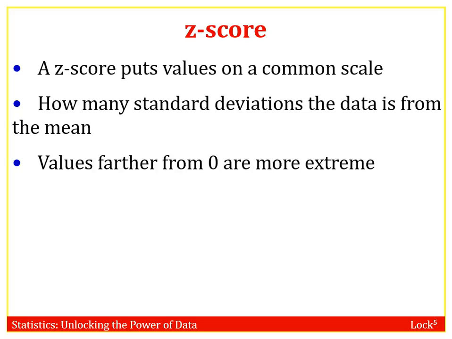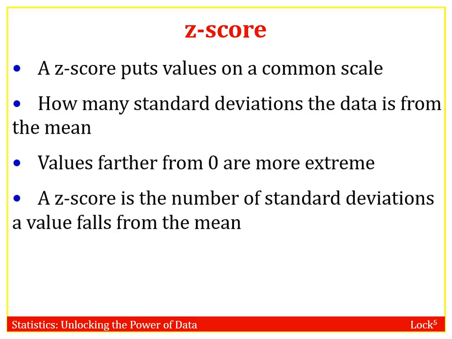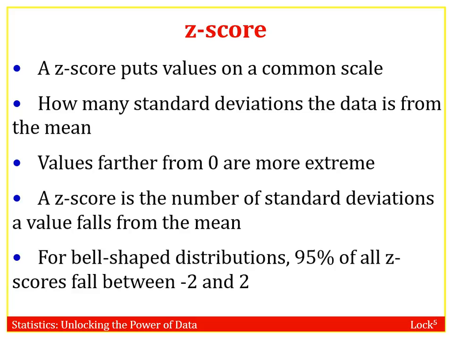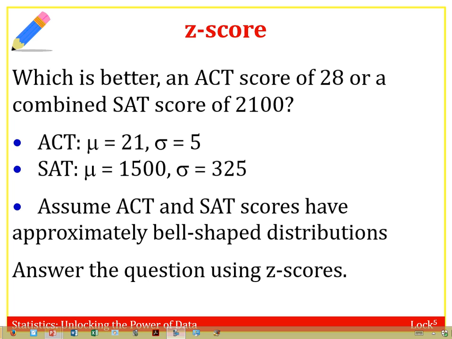Values farther from zero are more extreme and will have a bigger z-score. So a z-score is just the number of standard deviations that a data value falls from the mean. If it's positive, it's above the mean. If it's negative, it's below the mean. In a bell-shaped distribution, 95% of all your data fall between the z-scores of 2 and negative 2.